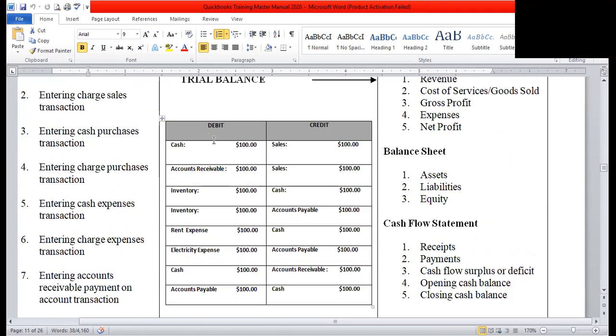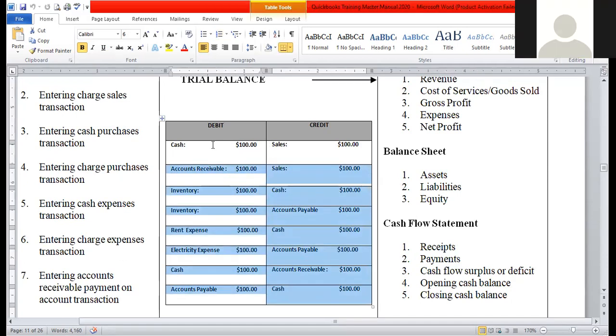For the trial balance, I don't want you to do all of it. All I want you to do is put cash 100 and sales 100. All right, I won't kill you with all the rest of the other stuff, but everything else is mandatory. And it's easy.